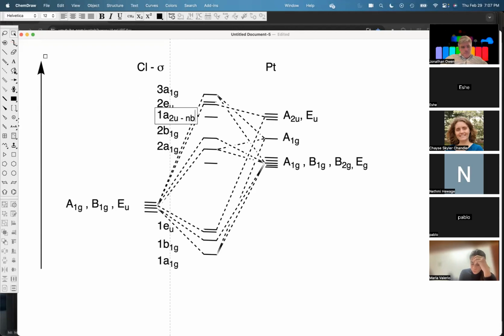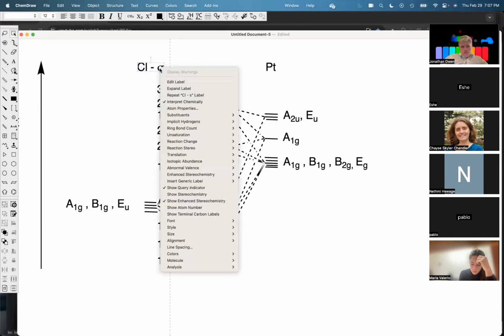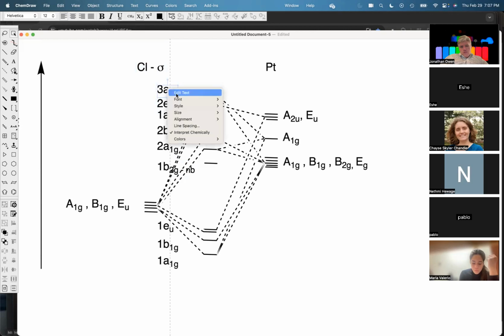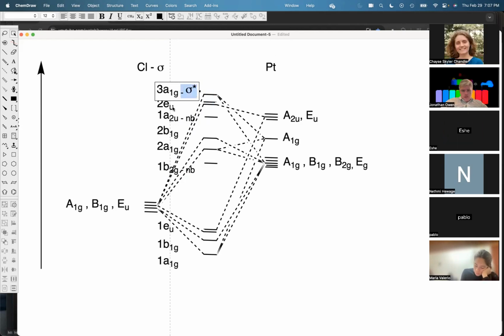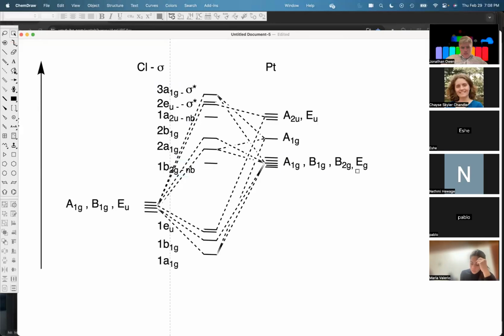This guy is non-bonding. What is the other one? B2G, right? Yeah. Also non-bonding. The rest of these guys, these ones are definitely sigma stars. Go ahead, Chase. Wouldn't there also be a non-bonding of EG? Oh, yes, there's also an EG that's non-bonding. Thank you. So we'll throw in another pairing here. Okay, so 3 of those guys are non-bonding.